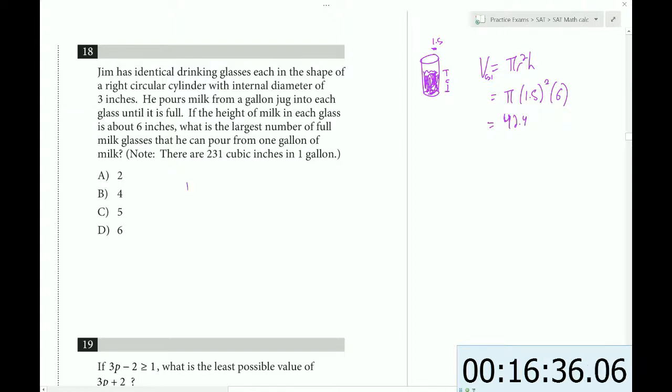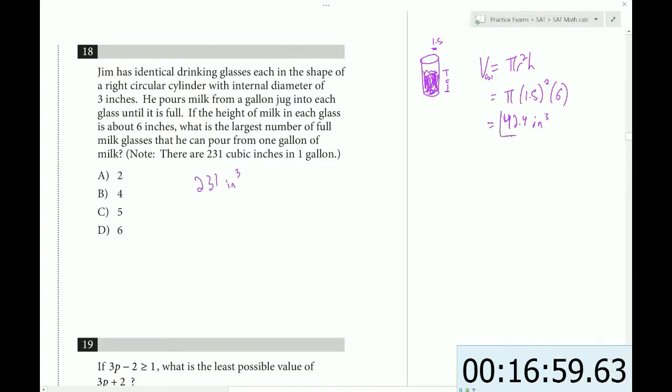Okay, so we have 1 gallon of milk, and there's 231 cubic inches in 1 gallon. This, by the way, is measured in cubic inches, since this is inches squared times inches. So we've got to convert from 1 gallon into cubic inches. That would be 231. So instead of 1 gallon, we could just use 231 inches cubed.